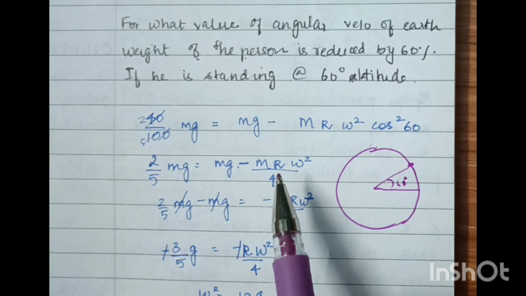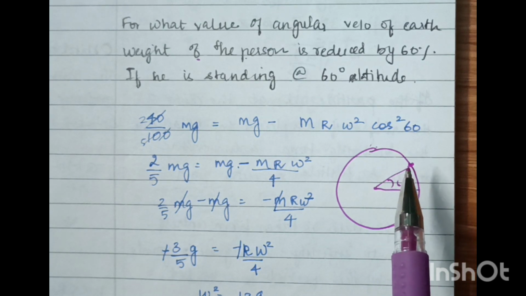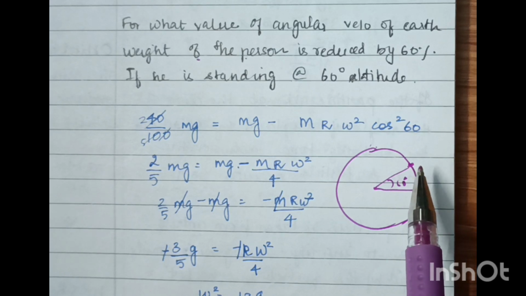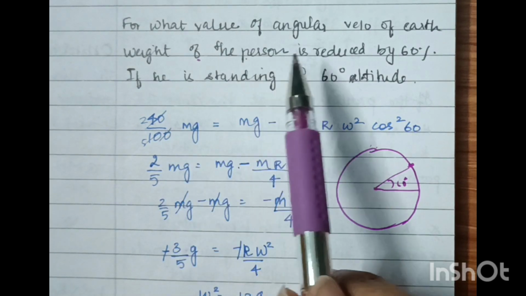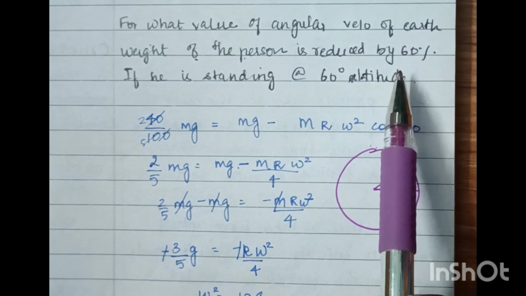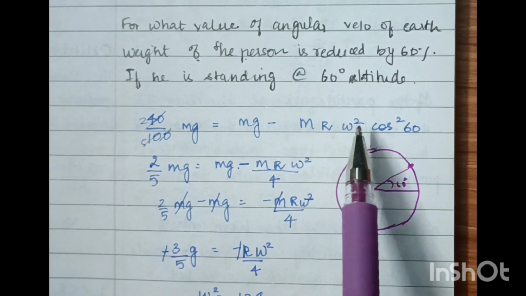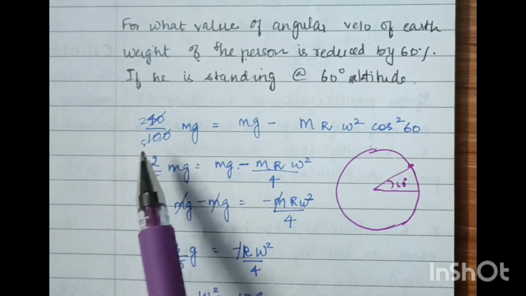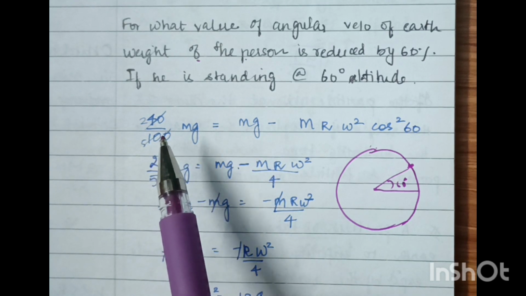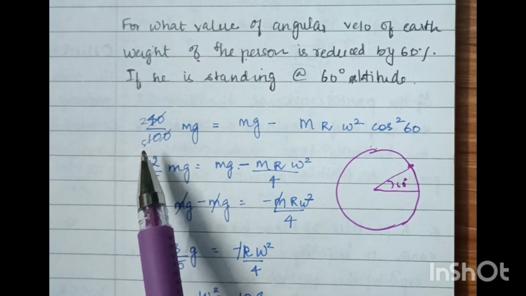If it is given that the weight of the person is reduced to 60 percent, then you have to take the final weight as 60 by 100 of that. But here they have given that the weight of the person is reduced by 60 percent, meaning that 60% has been lost, so only 40% we have to take. So what is the apparent weight? It equals mg minus m r omega square cos square theta, that we know. Here we take 40 percent because it is reduced by 60 percent, meaning 60 percent has gone and only 40% of the weight is experienced.